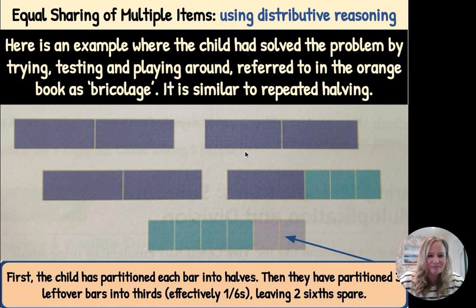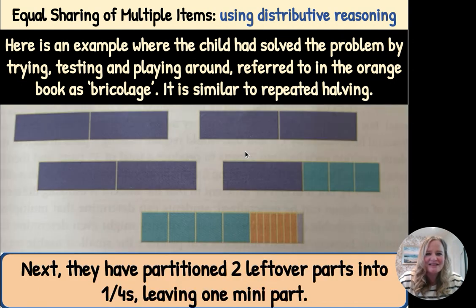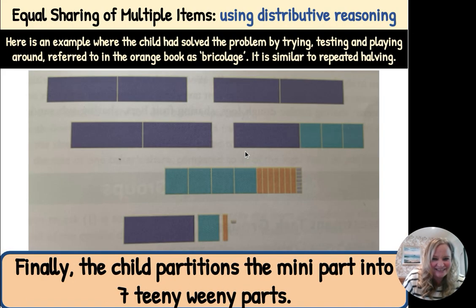You can see with the arrow there. Next, they've partitioned the 2 leftover parts into quarters, then leaving a tiny wee mini part at the end there. You can see with the arrow there, which she's then partitioned into 7 teeny weeny parts again. So she's ended up with a half and then a sixth, and then the part that's been divided into the 7 parts, and then the teeny weeny part.